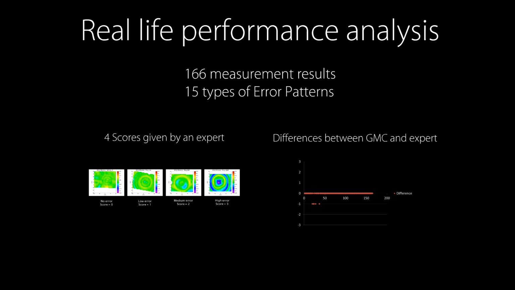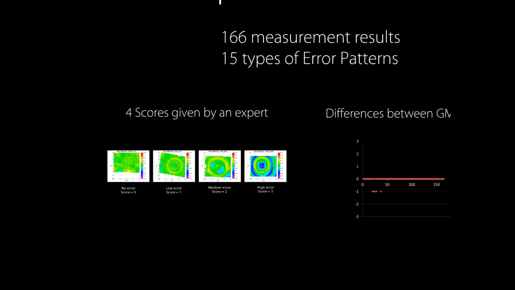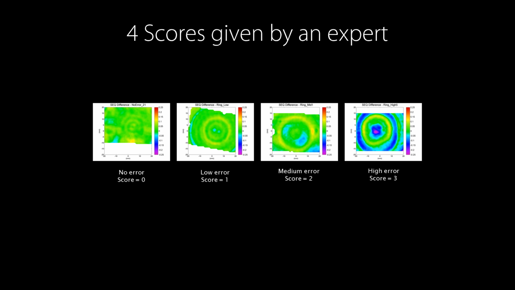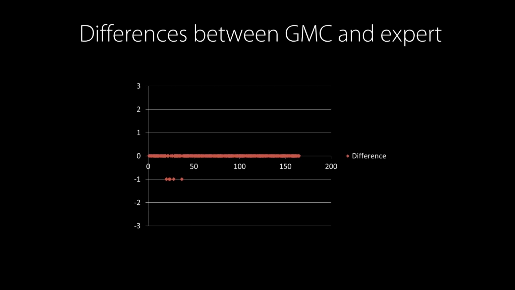For each measurement, the importance of the error pattern was evaluated by a human expert using 4 scores. 0 for no error, 1 for small error, 2 for medium error, and 3 for high error. What you can see here is the difference of score between the human expert and the GMC. Almost all the values are equal to 0, which means there is a very good correlation between the GMC and the human perception of the importance of the defect.